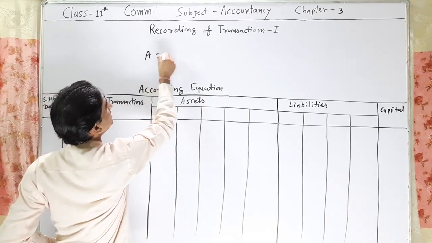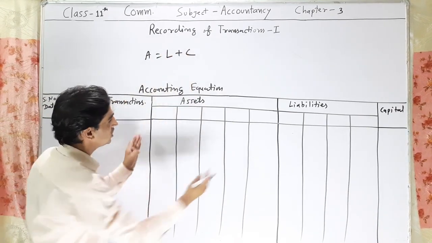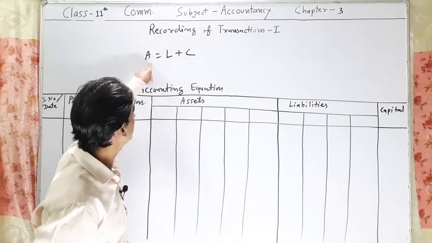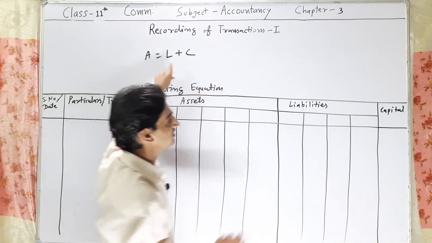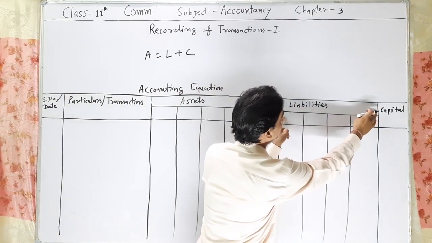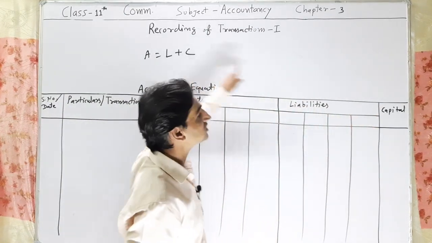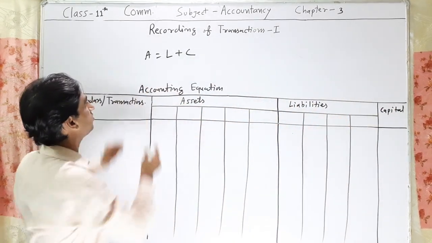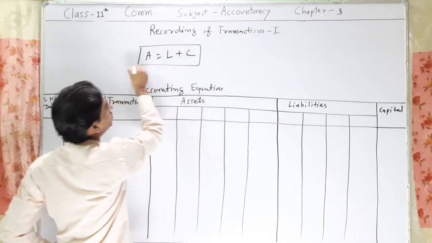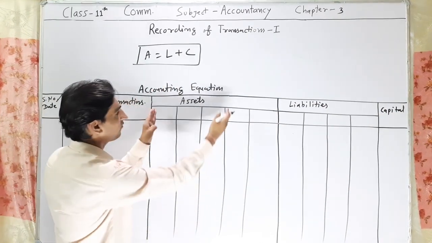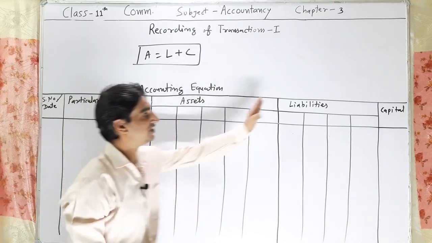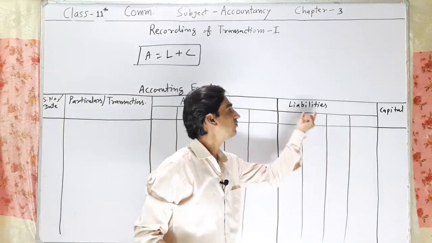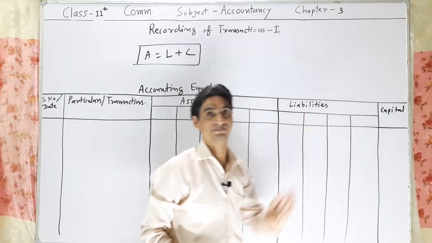As per the formula, assets is equal to liabilities plus capital. So this area will denote the balance of assets, the second area will be denoted as liabilities, and the last column will be denoted as capital. The remaining page is divided in two parts: half for assets and the other half for liabilities and capital.